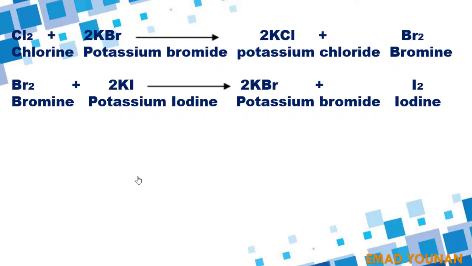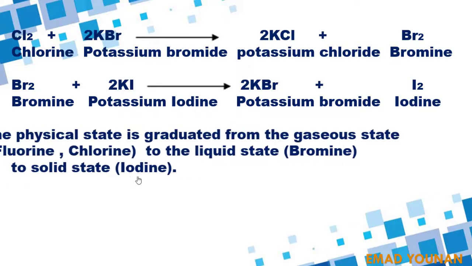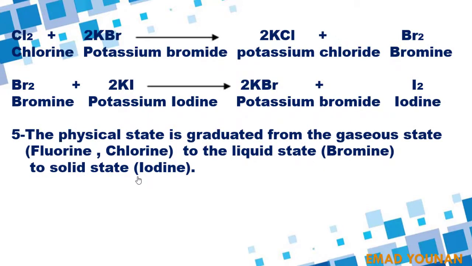Property number 5, the physical state is graduated from the gaseous state, fluorine and chlorine, to the liquid state, bromine, to the solid state, iodine. So these elements exist in 3 states: gaseous like fluorine and chlorine, liquid like bromine, solid like iodine. But astatine is prepared artificially.